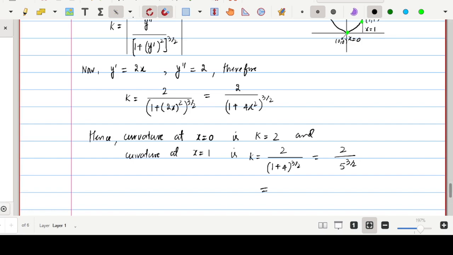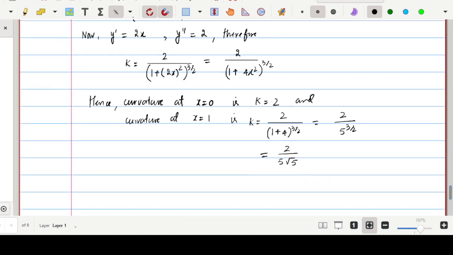तो इसको हम ऐसे भी लिख सकते हैं, this is equal to 2 divided by 5√5. अब इसको हम obviously देख सकते हैं कि curvature at 0 हमें just 2 मिला था और curvature at 1 जो है it is 2 divided by 5√5. It's obviously less than 2 क्योंकि यहाँ से हम 2 को कुछ डिवाइड कर रहे हैं with some positive quantity, with some quantity which is bigger than actually 1.